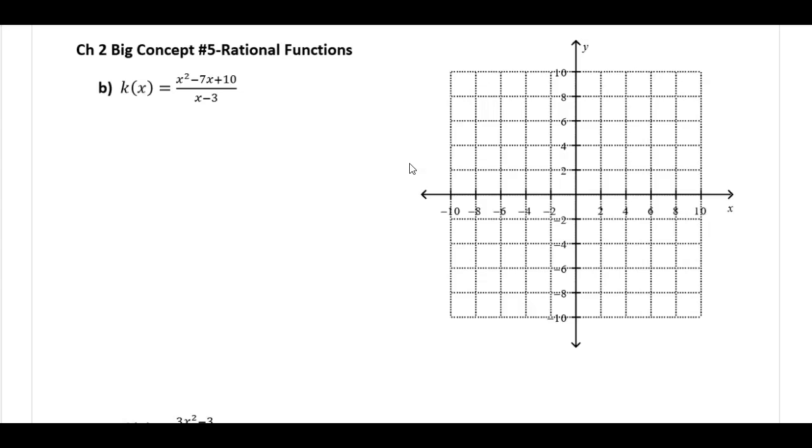All right, we have another example here. Once again, we're going to start with our domain. Remember, domain is what x cannot equal, so x cannot equal 3, because that would give us an undefined function, which means we have a vertical asymptote at x equals 3. So I'm going to go ahead and plot that.